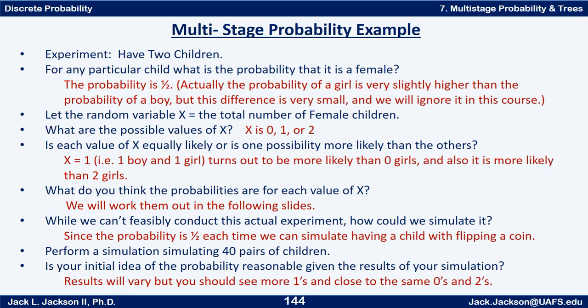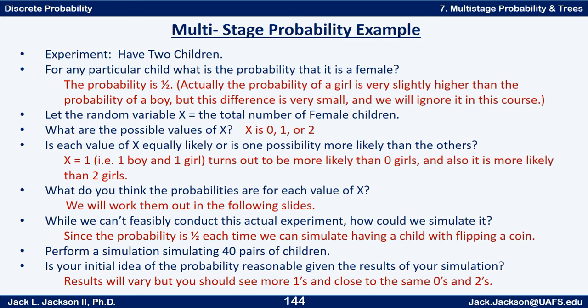Well, the probability that it's a female is 1/2. Actually, the probability of a girl is very slightly higher than the probability of a boy. But this difference, at least in the United States, is so extremely small, we're going to ignore it throughout this course and assume that the probability is exactly 1/2 for a female. Of course, that means the probability of male is exactly 1/2 as well.